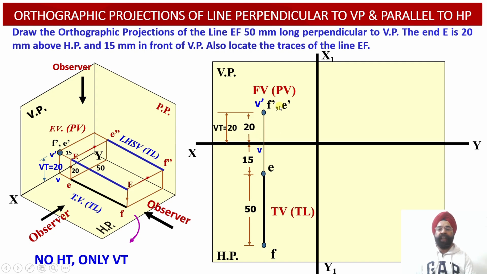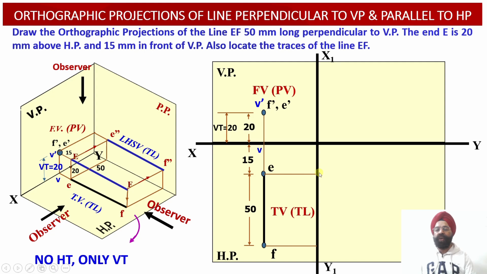So having obtained the front view projections, top view projections and the vertical trace of the line, now let us proceed with the construction of the left hand side view projections of the line onto the profile plane. In order to obtain the left hand side view projections, we have got 2 points in the top view projection. So we need to draw a horizontal locus line through the point E and through the point F onto the X1 Y1 reference line.